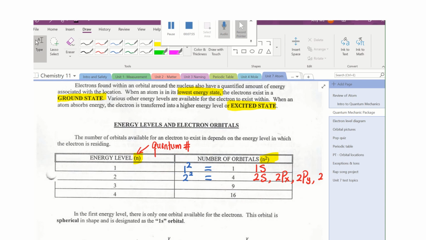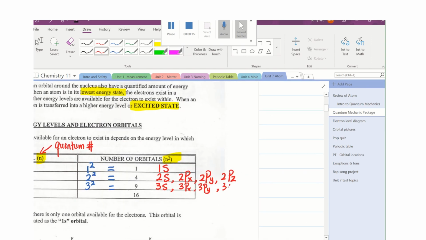Now let's move on to energy level 3. As you may expect, the number gets much bigger. 3 squared is 9, so there are 9 different orbitals. We always start with the s orbital, 3s, and then we have the 3px, 3py, and 3pz. So that's 4, and we're going to add the d orbitals. Remember, there are 5 of the d orbitals.